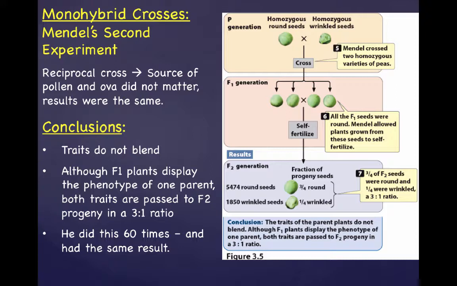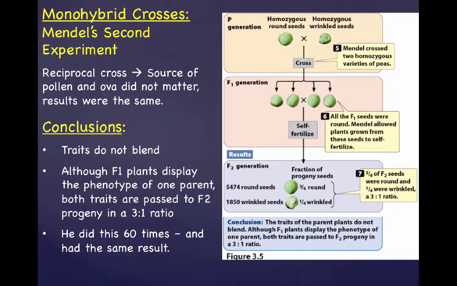And then after subsequent self-fertilization and studies, he found the same 3-to-1 ratio, regardless of what the original parent breeds ended up being. So the conclusion that he ended up determining was that the traits actually do not blend. They never come together, and they never blend and are partially expressed. He also found that although the F1 plants displayed the phenotype of one parent, both of the traits were actually passed to the F2 generation and resulted in that 3-to-1 ratio.